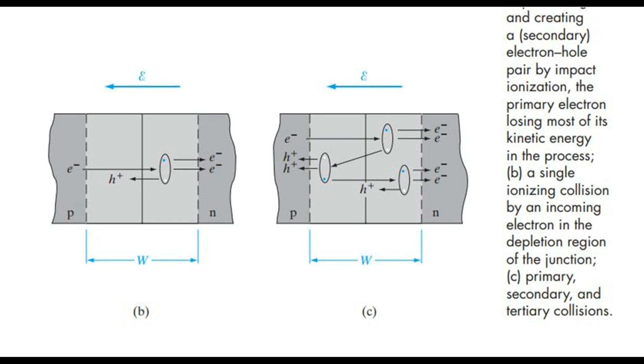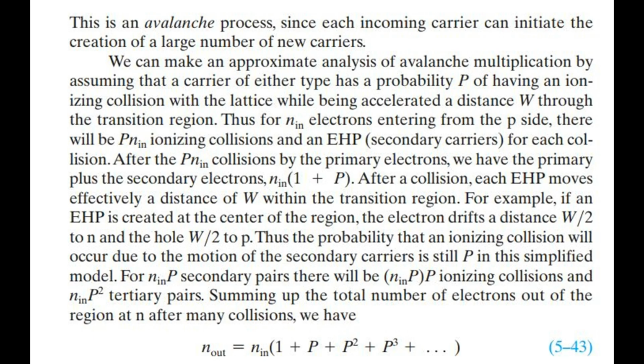(b) A single ionizing collision by an incoming electron in the depletion region of the junction. (c) Primary, secondary, and tertiary collisions. This is an avalanche process, since each incoming carrier can initiate the creation of a large number of new carriers. We can make an approximate analysis of avalanche multiplication by assuming that a carrier of either type has a probability P of having an ionizing collision with the lattice while being accelerated a distance W through the transition region.